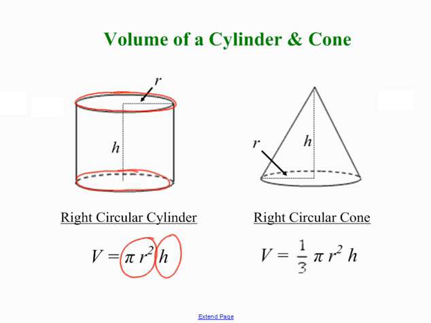Then we have a right circular cone. Now it's a right circular cone because this is a right angle. And the volume formula for this is 1/3 pi r squared h. So again, you can see the pi r squared in there. That's the area of the circular base. Then we have times h, which is the height. So pi r squared h is actually the volume formula of the cylinder, but since this is a cone, it's only 1/3 the volume.